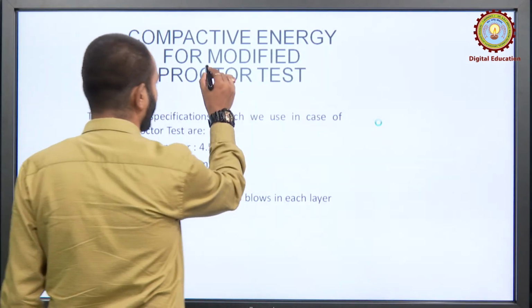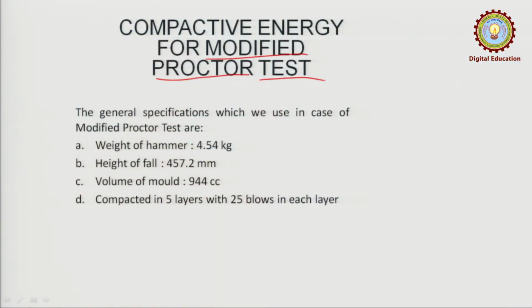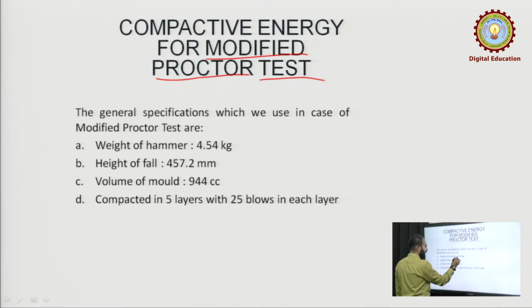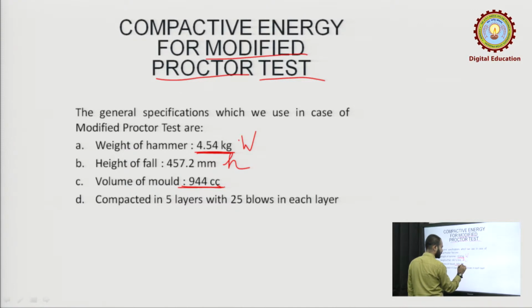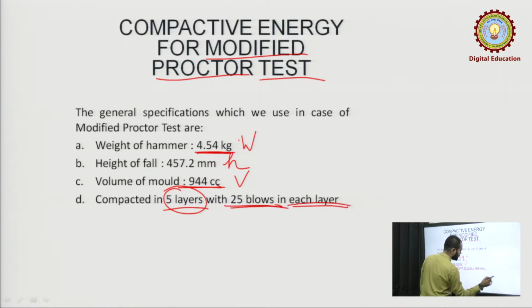Now, you can see this is the modified, as we are talking about the modified Proctor test. What will happen now? The hammer weight is increased, this is the capital W. The height of fall, which was nearly 31 centimeter, is now nearly 45 centimeter. The volume of the mold is again the same. Now it is 5 layers, there it was 3 layers, and 25 blows is common for each layer. Remember this, it is not the total, it is for each layer.